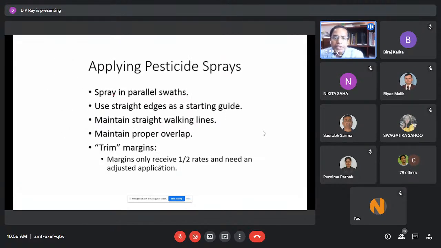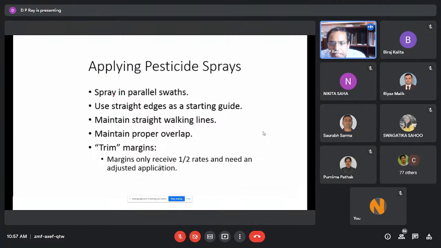And when applying pesticide, spray in parallel swaths. That means you apply along, suppose, five rows in a single direction. Again, you come back with another five rows, but the direction will be different, because you move in one direction and return back. While returning, there should be sufficient overlapping, because there should not be a gap in between, otherwise the crops may not get the pesticide molecules that were desired.